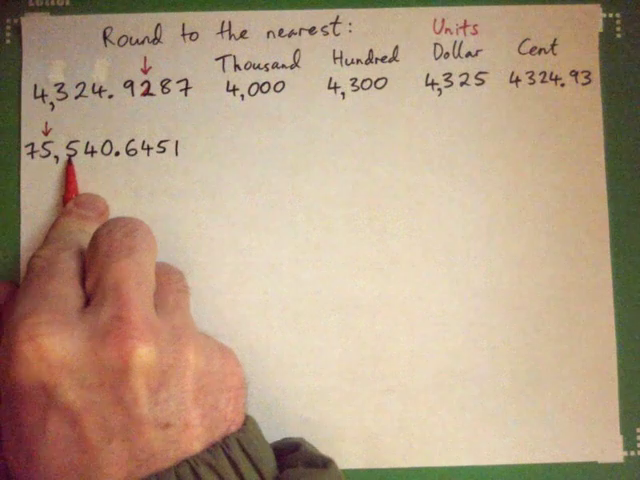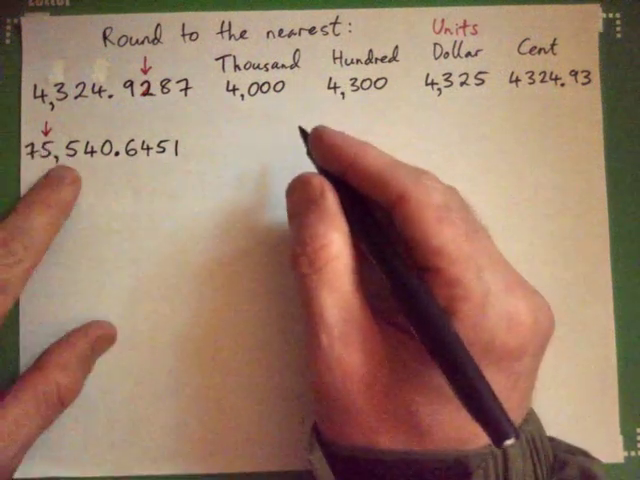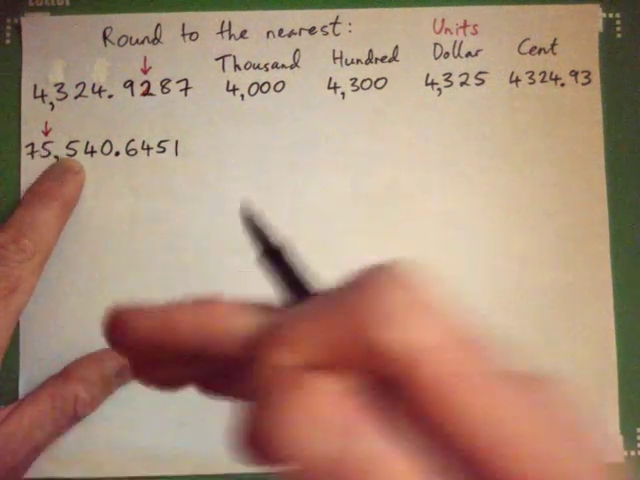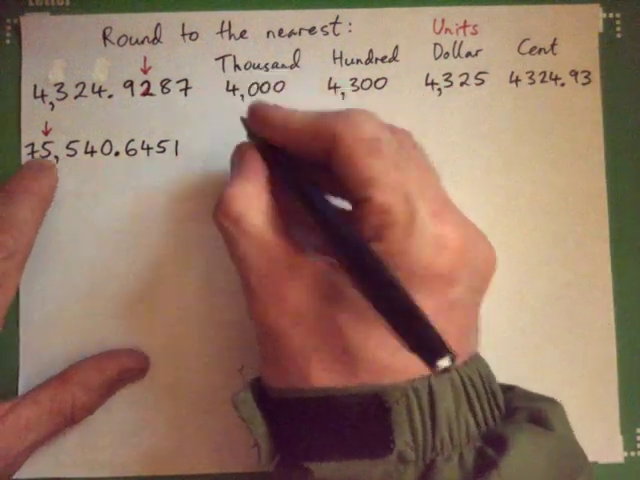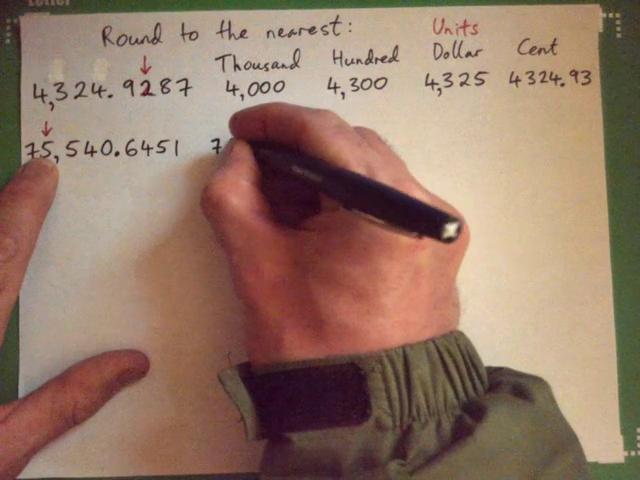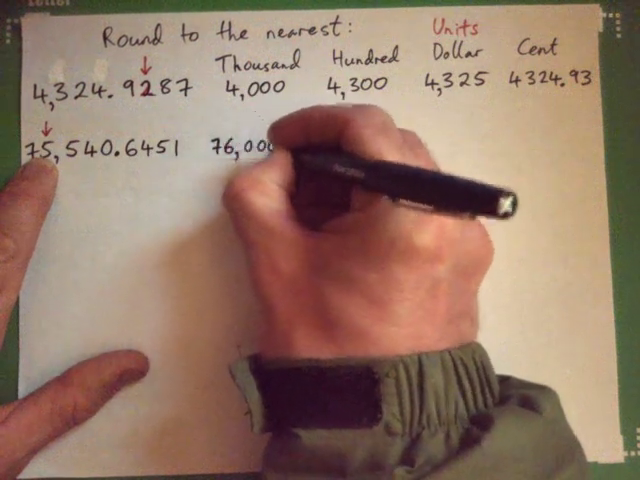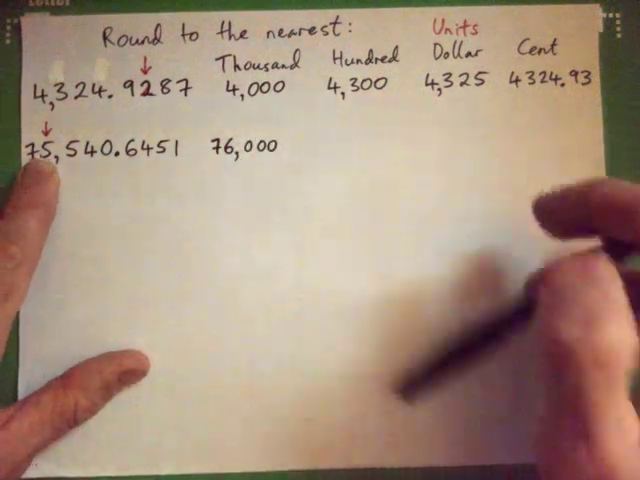So we look at the digit right after that, and it's a 5. If it's 5 or more, you round up. If it's 4 or less, you round down. So rounding up, that 5 becomes a 6. So 76,000. Okay, so that's the thousands.